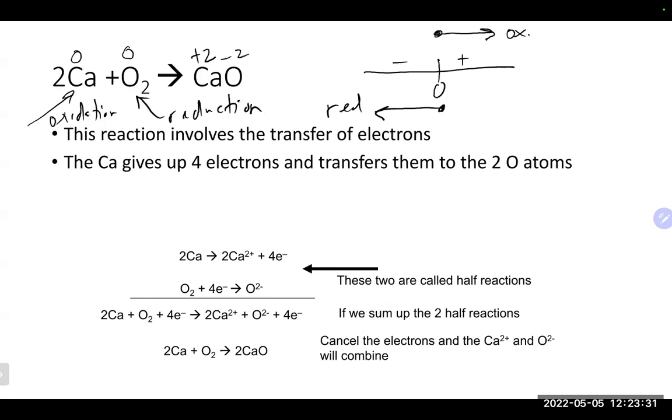Once again, we see our two half reactions because we have 2 calciums. Each one's going to lose 2 electrons. That is how we get the 4 electrons. And obviously the oxygen here will gain the 4 electrons. Those will cancel each other out and leave us our overall reaction that is happening right there. Any questions on that there?